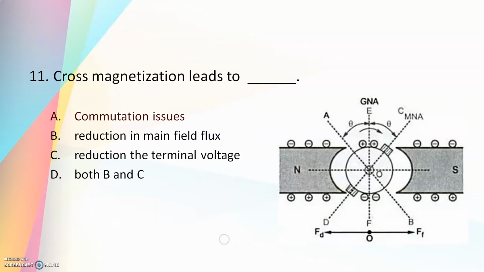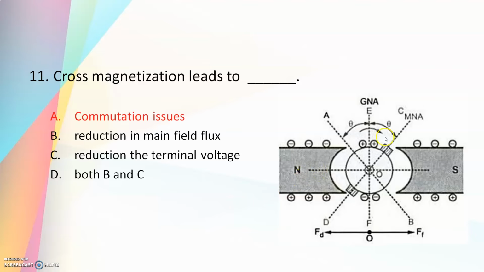And the answer is commutation issue. Cross magnetization is one of the effects of armature reaction, and it is found that it distorts the main field flux. As a result, it shifts the magnetic neutral axis from the geometrical neutral axis, and there would be sparking at the time of commutation if the brushes are not shifted from the geometrical neutral axis to the magnetic neutral axis.